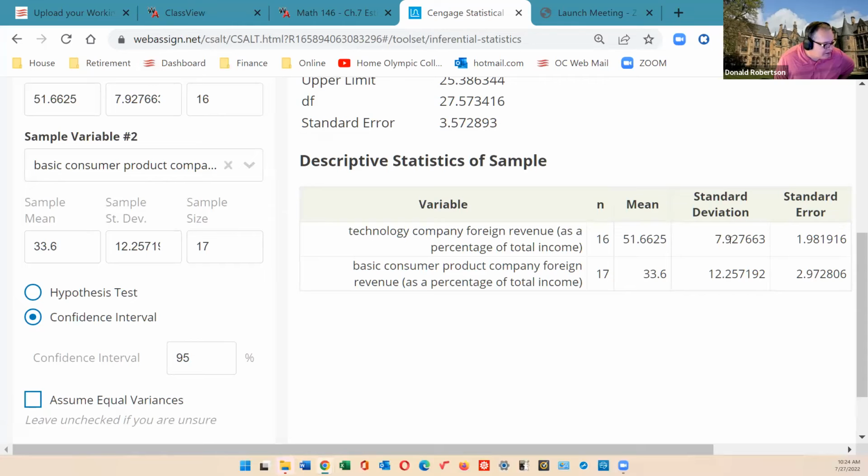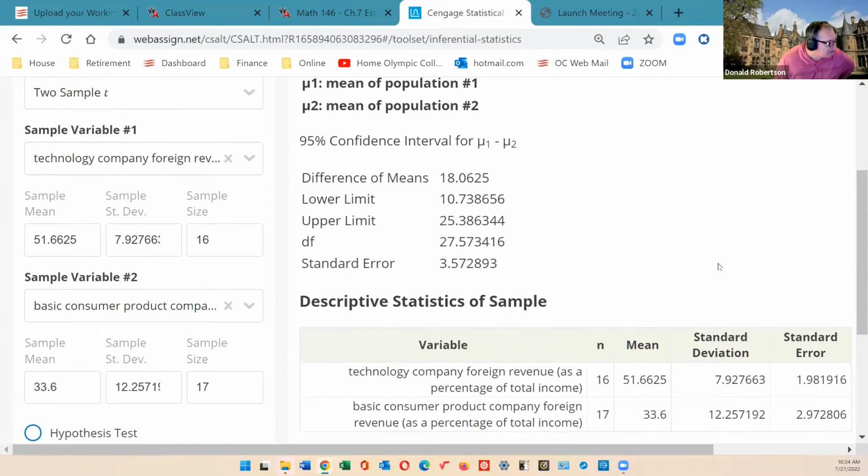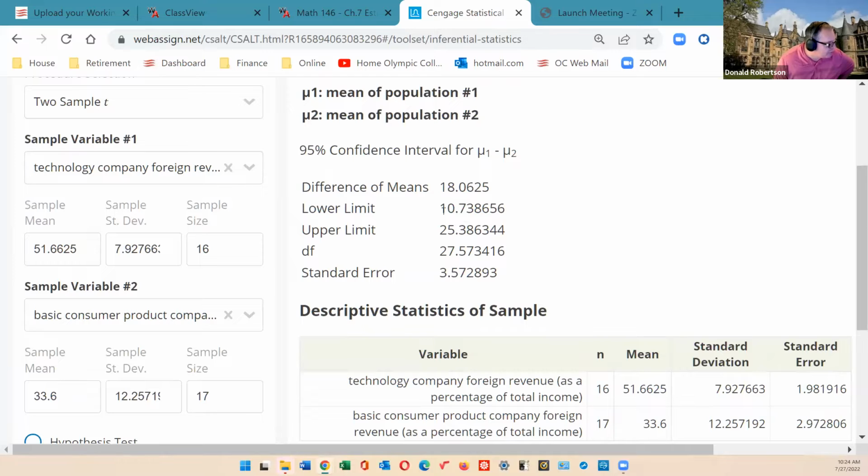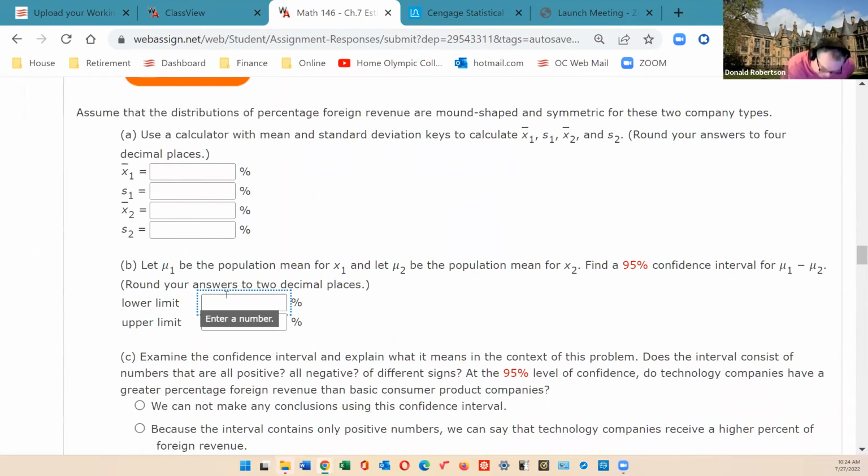Now, mean, standard deviation, good to go. The intervals are 10 and a bit to 25 and a bit. So I'm just going to call it 10.7 and write that down. I'm going to call it 10.7 and 25.4. So let's go back in. 10.7 and 25.4. Right, conclusion.